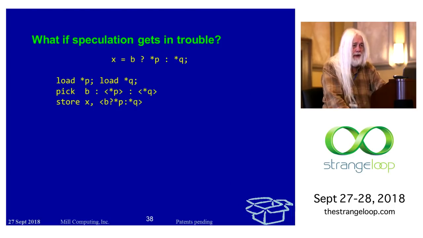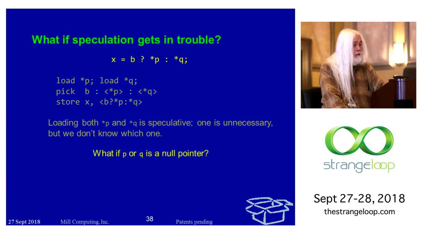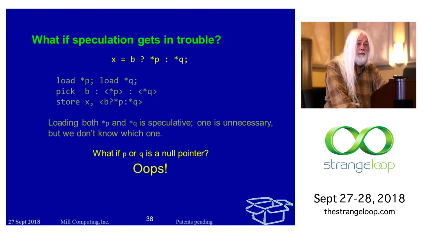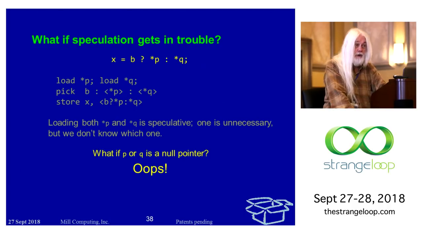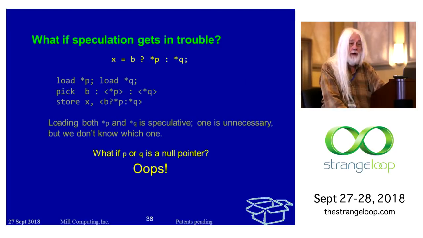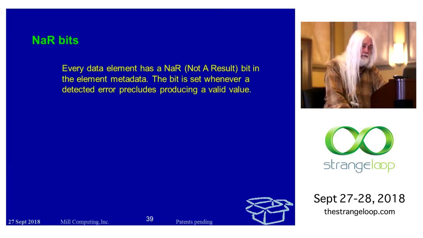But if we do it like this, what happens if P or Q happen to be a null pointer? We're loading both to speculate in order to get performance, but one of these is unnecessary. We don't know which one, and we are potentially oopsing because we're dereferencing a null pointer that, if we executed the thing in order, we would never touch because the branch would have protected that. But we're speculating for performance, and we are issuing both of them at once. The null load would fault even if it was not used, and we really don't want to do that.